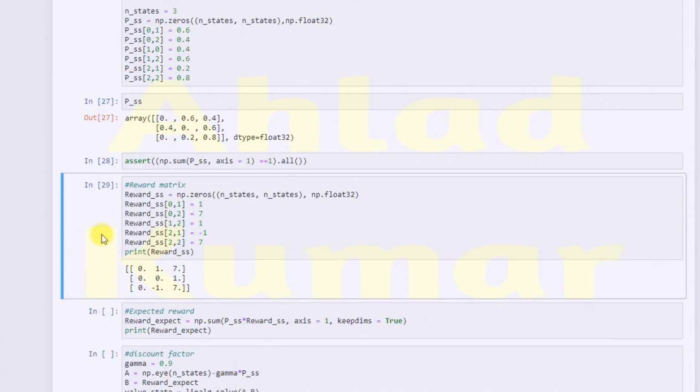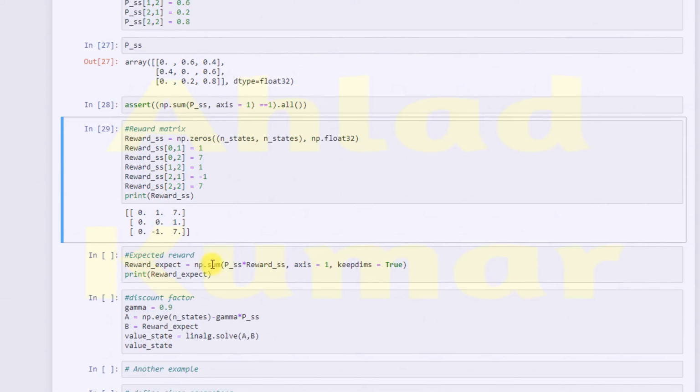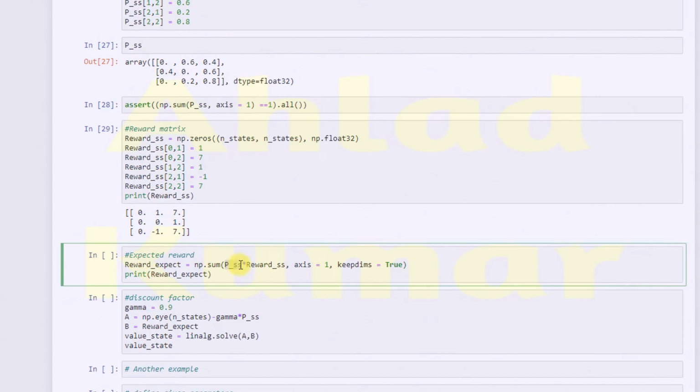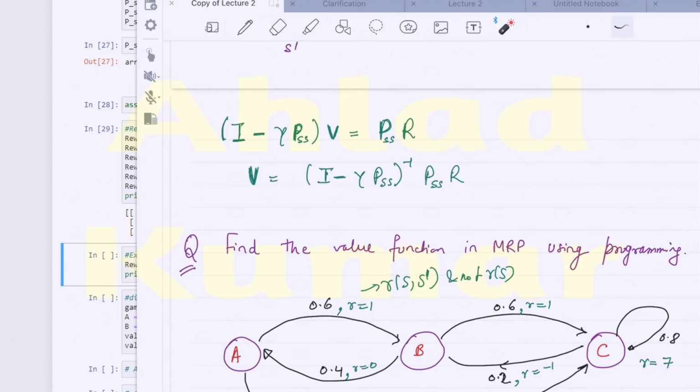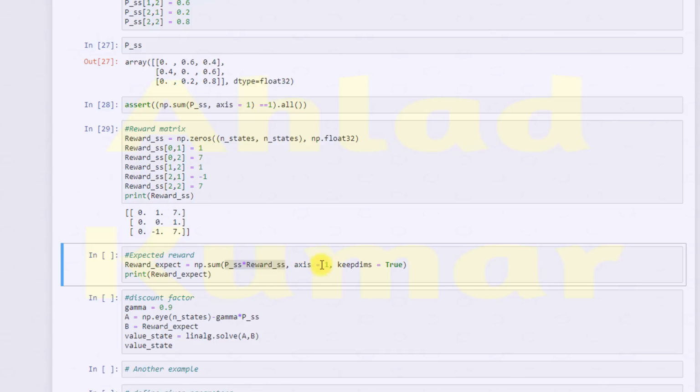Here it is P underscore SS times the reward underscore SS. This is basically the implementation of this thing. Once we get the multiplication of these two, what we are doing now is summing up the elements along the columns here. Why are we summing up along the columns?